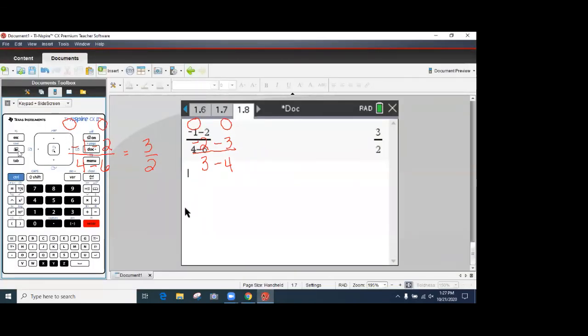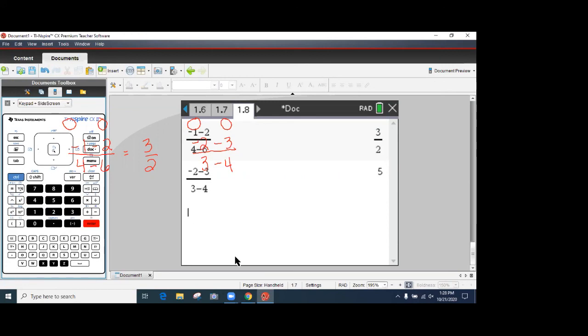So we're going to go control divide. Control divide gives us our fraction bar. And then we're typing that in using minus signs only. So -2, -3. And then on the bottom, we got 3 minus 4. And what do we get? Just like you said, 5.